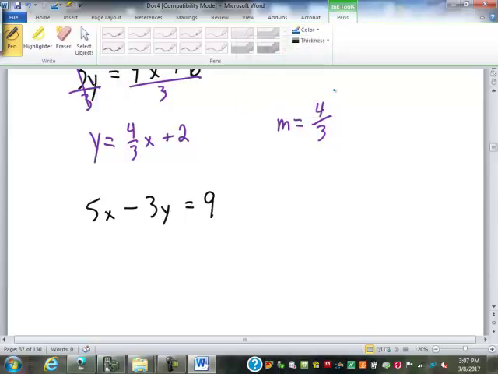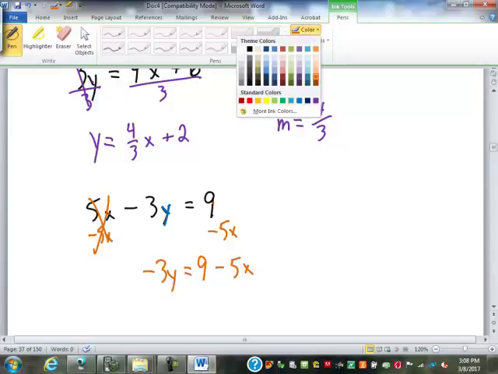So for this one, to find the slope, I've got to solve for y. I've got to get y by itself. So the first thing I'm going to have to do to get y by itself is get rid of the 5x. It's a positive 5x, so I'm going to subtract 5x. Good. So I have negative 3y equals 9 minus 5x. Then what?